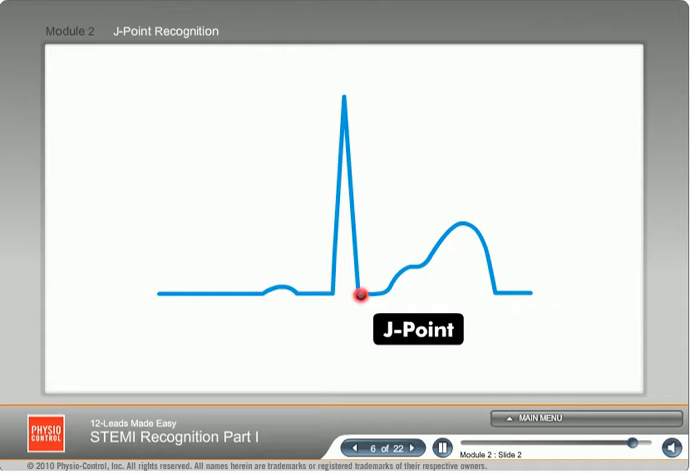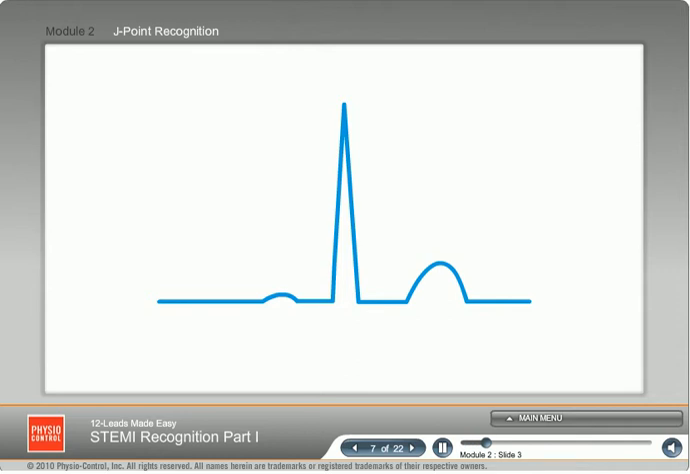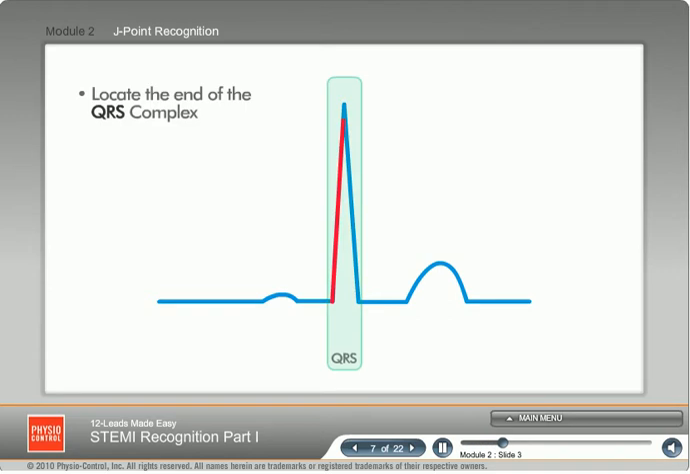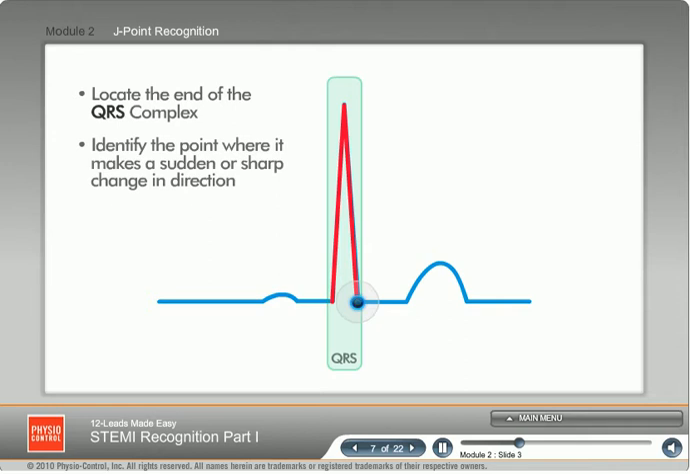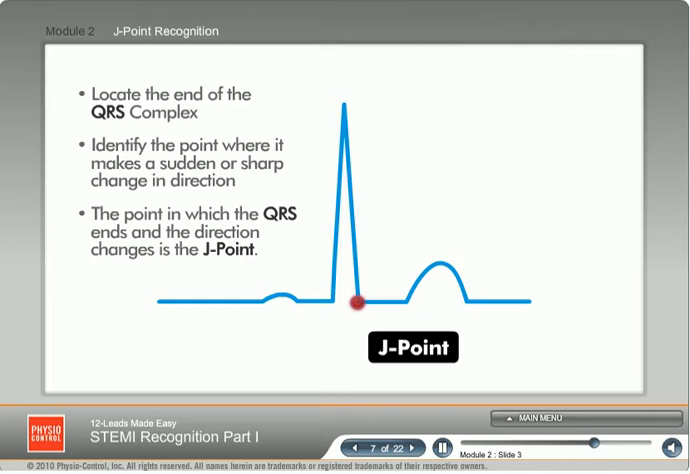So let's take a moment to ensure we know how to find the J point. To find the J point, locate the end of the QRS complex and identify the point where it makes a sudden or sharp change in direction. The point at which the QRS ends and the direction changes is the J point. Now it's your turn. Analyze the following complexes and click your mouse on the J point.